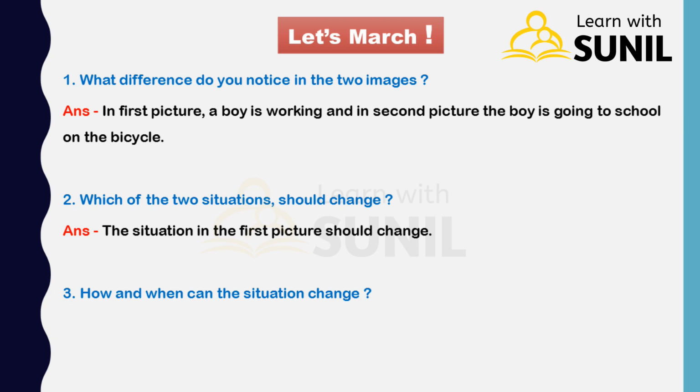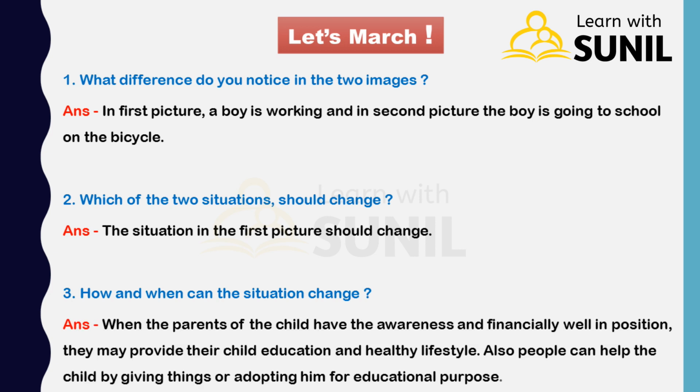Third, how and when can the situation change? Answer. When the parents of the child have awareness and are financially well positioned, they may provide their child education and a healthy lifestyle. Also, people can help the child by giving things or adopting him for educational purposes.